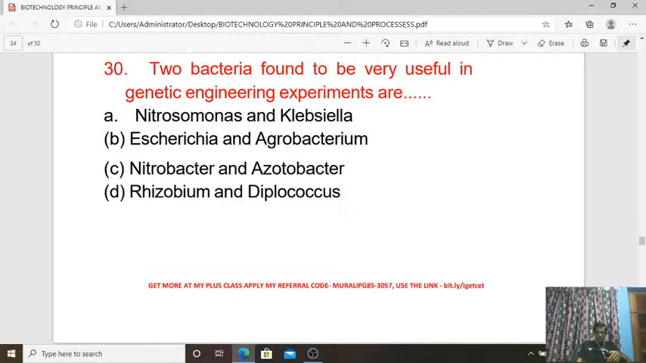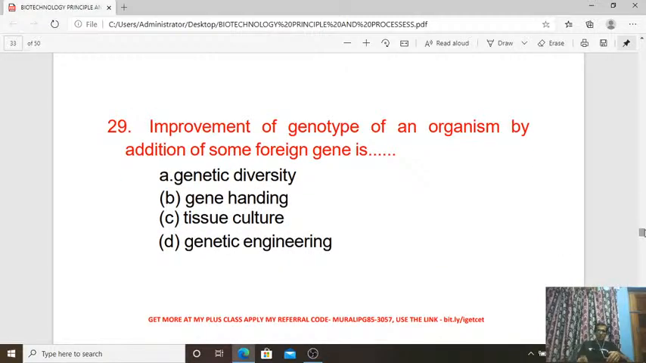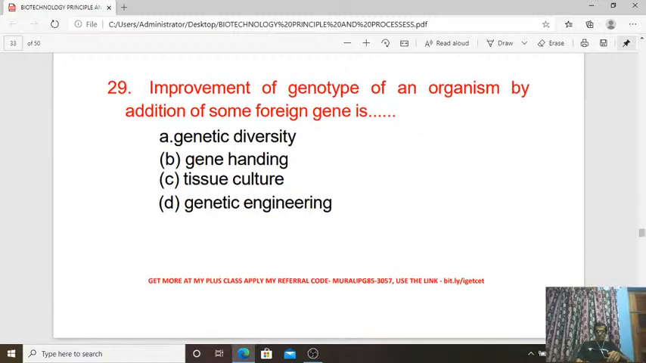Next question number 29. Improvement of the genotype of an organism by the addition of some foreign gene is called what? You can improve the genotype of an organism by addition of some foreign gene. That phenomenon is called what? Answer for 29 is genetic engineering. Yeah, genetic engineering.